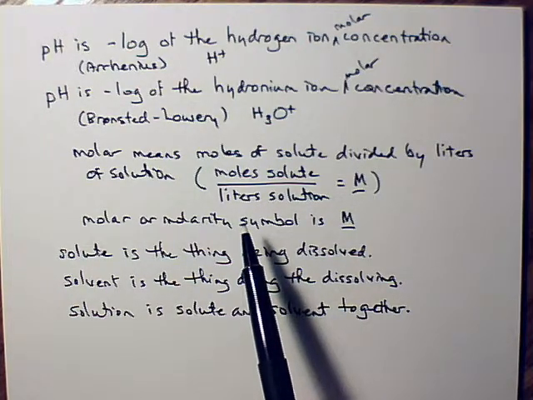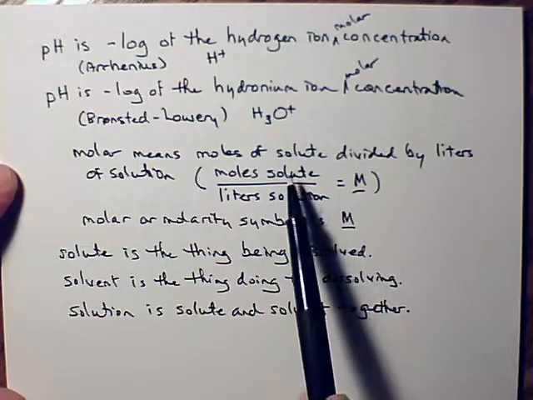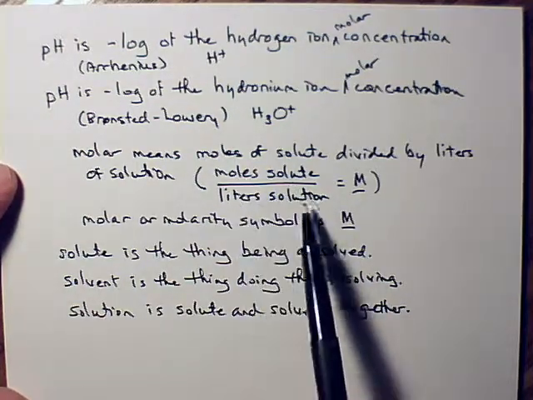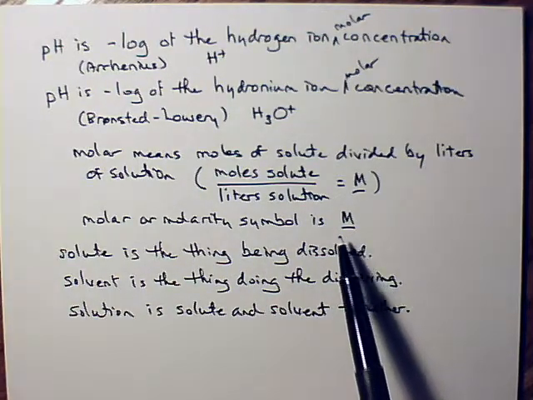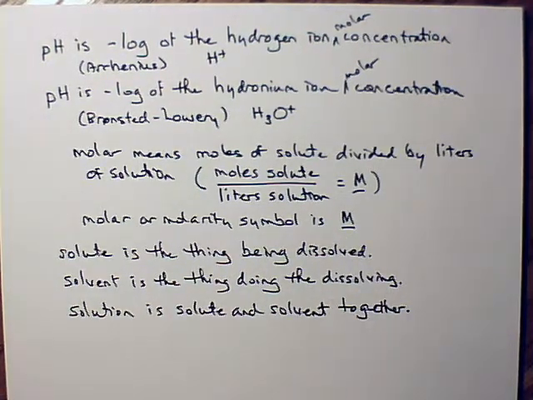Molar, when we use that term, means moles of solute divided by liters of solution. We put it in a fraction like this, moles of solute divided by liters of solution, and the symbol we use is M with a line under it. When you're printing on a computer, a capital M by itself is sufficient for molarity. But when you're writing on paper, you need to put a line under the M to make clear that you're using a capital M and not a lowercase m.